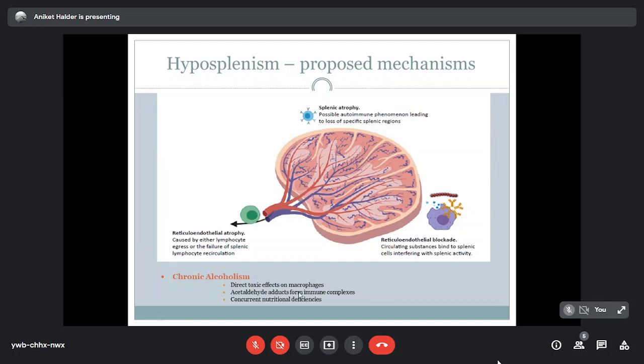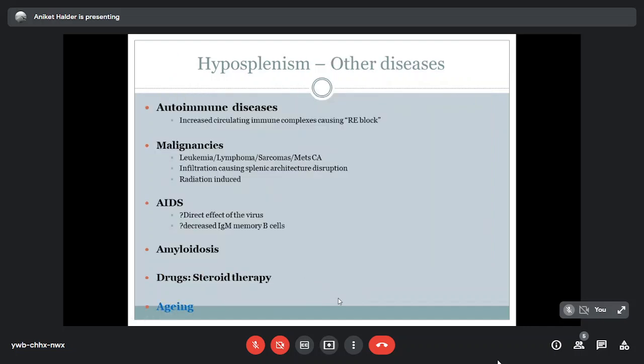In chronic alcoholism, it has been speculated that the hyposplenism is mainly due to the direct toxic effect of the alcohol on the macrophages. The acetaldehyde adducts, which are derived from the increased consumption of alcohol, form immune complexes, and they saturate the splenic macrophages, and associated nutritional deficiency also causes this hyposplenism.